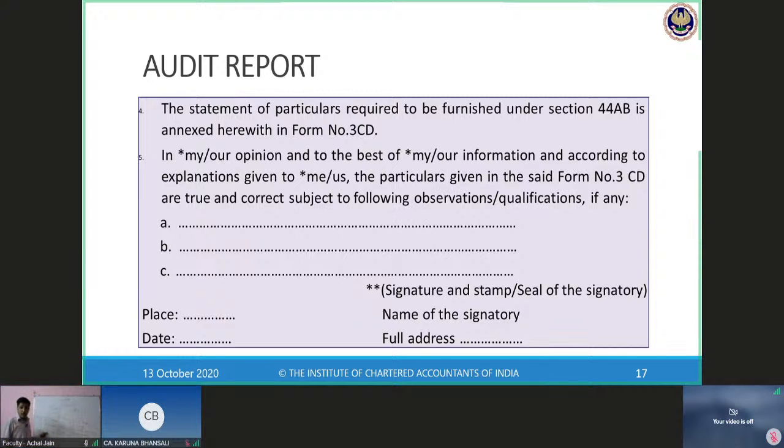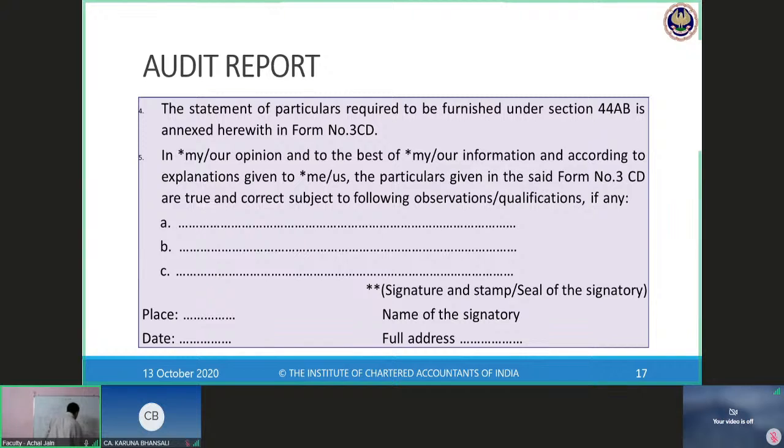And then comes the opinion para on Form 3CD. So in 3CB, there will be 2 opinions. One, opinion on financial statements given by the tax auditor. Second, opinion on 3CD given by the tax auditor. So this is about the opinion on 3CD. Number 6. And what is number 7?